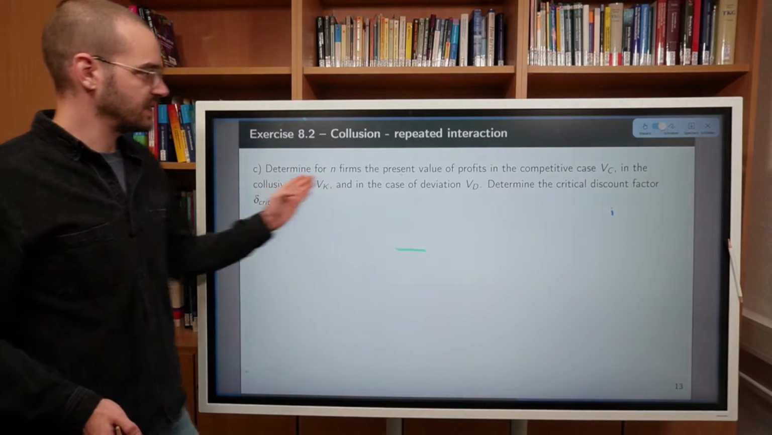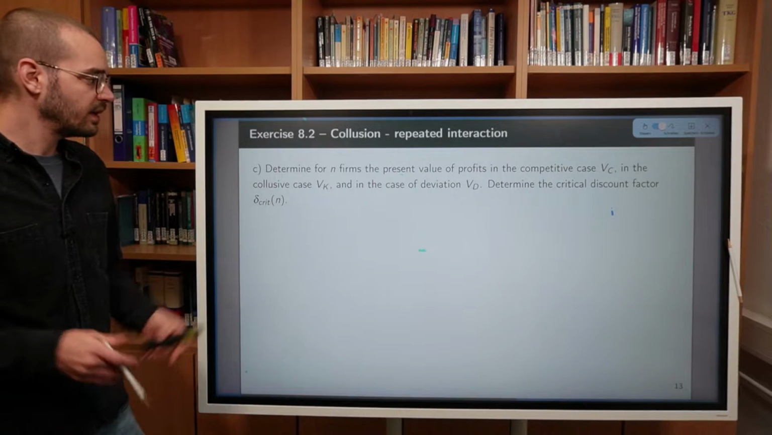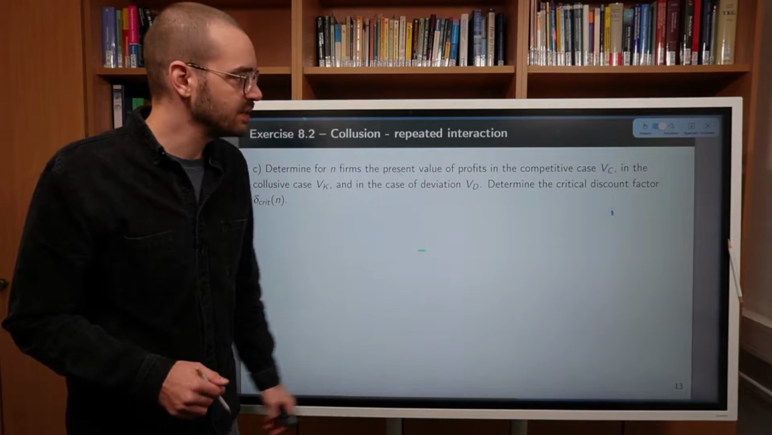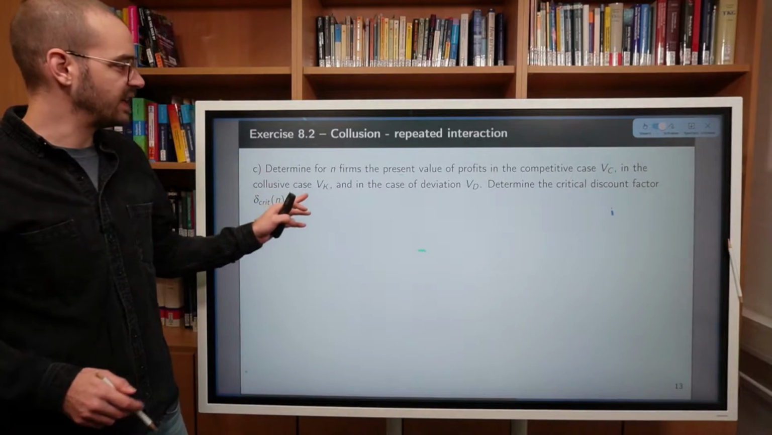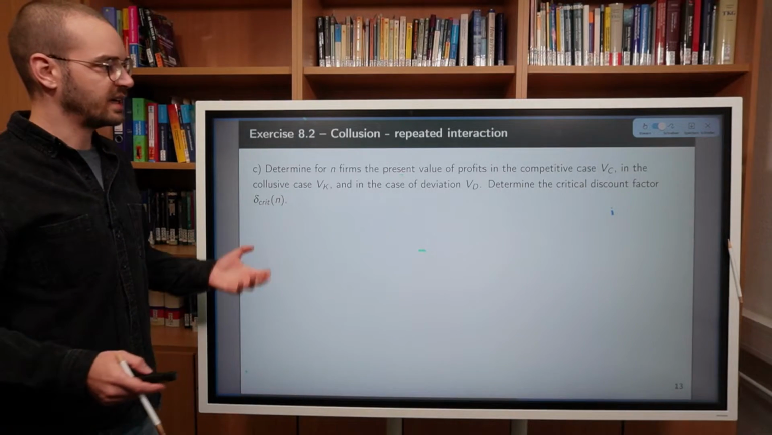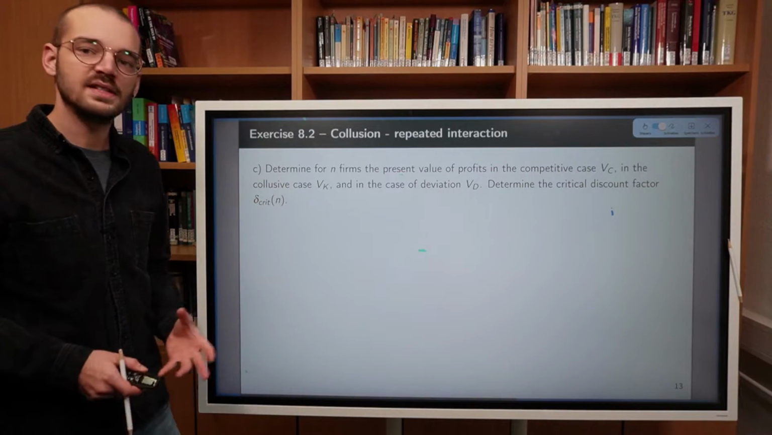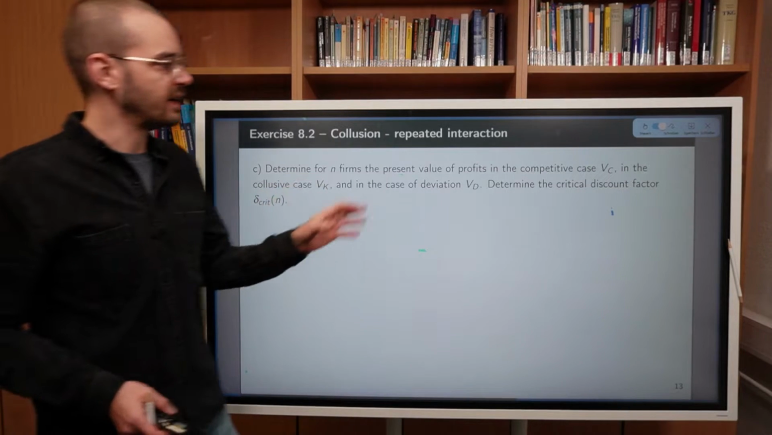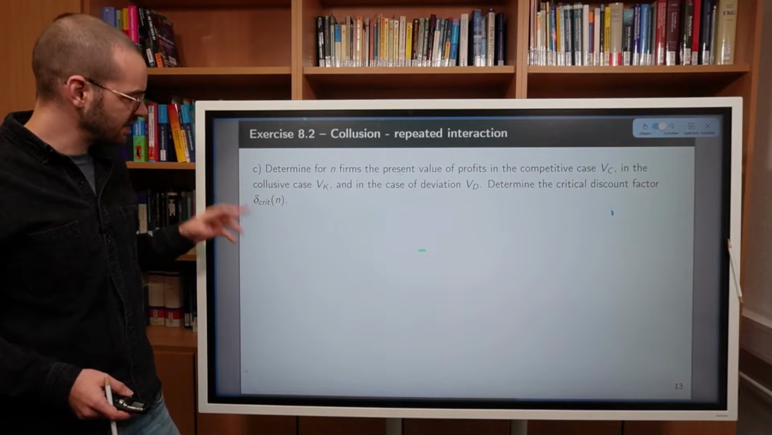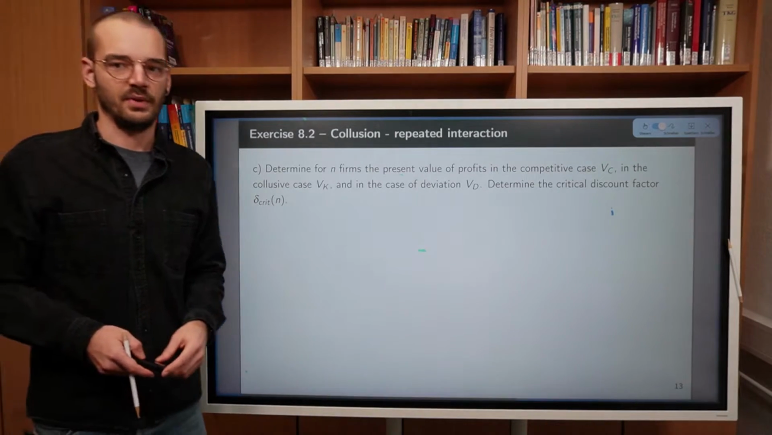We are doing this in task C, where we are asked to determine for n firms the present value of profits in the competitive case, in the collusive case, and in the case of deviation. And then we are asked to calculate, and that's a very important concept throughout this course, the critical discount factor delta crit as a function of the number of firms.